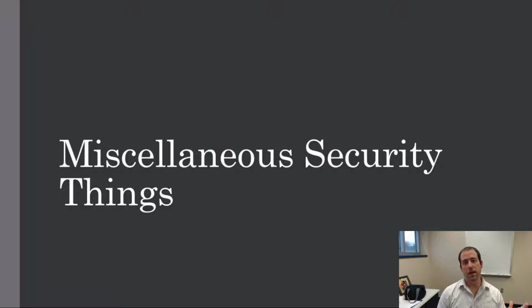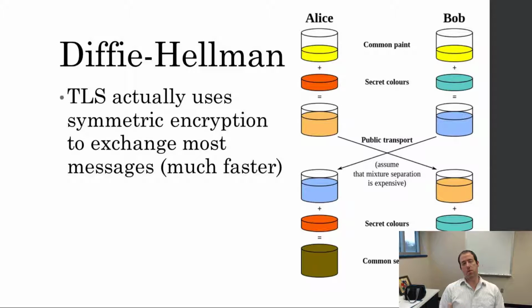All right, we've talked about a lot of different security things. Now we're going to pull from all over the place and talk about a couple of things we haven't really talked about related to security, related to encryption, and secure web browsing. So the first thing that we're going to talk about is what's called the Diffie-Hellman Key Exchange.